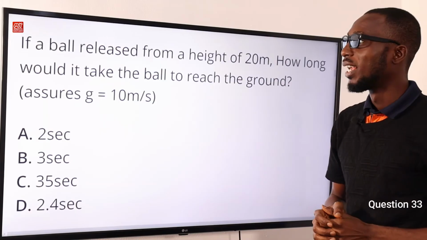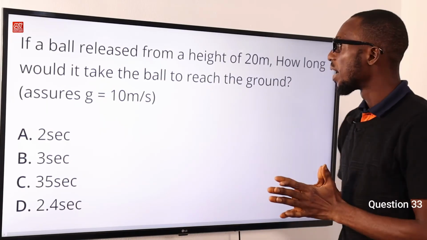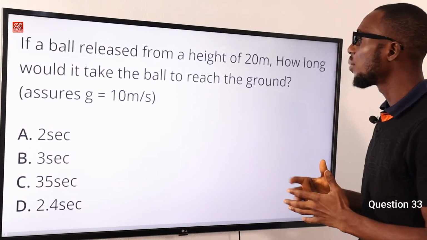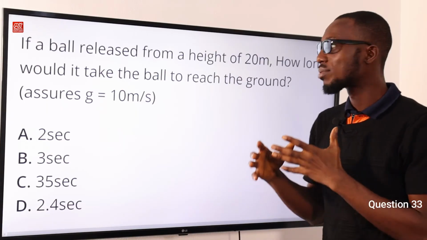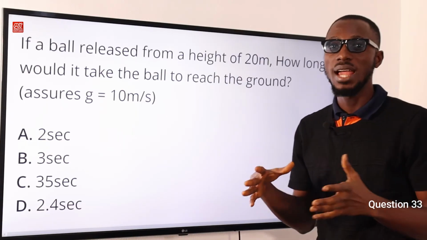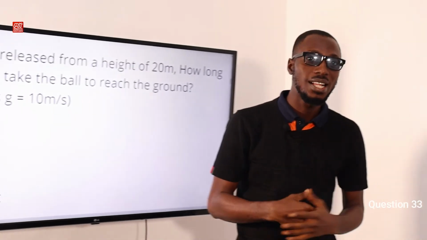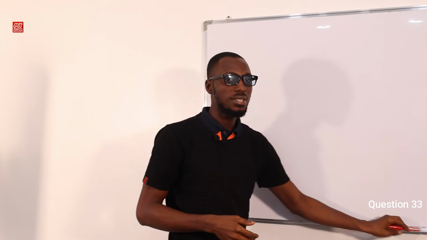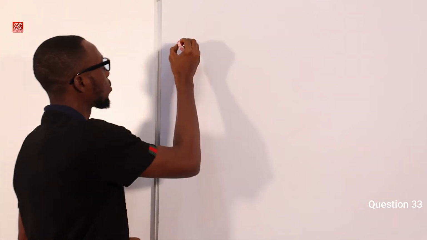33. If a ball is released from a height of 20 meters, how long will it take the ball to reach the ground? So we're talking about time t. So we can still use that equation of motion we used, and that is S equals ut plus half gt squared.